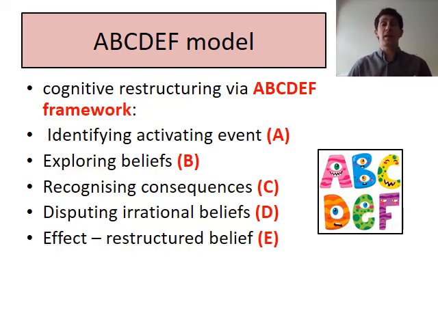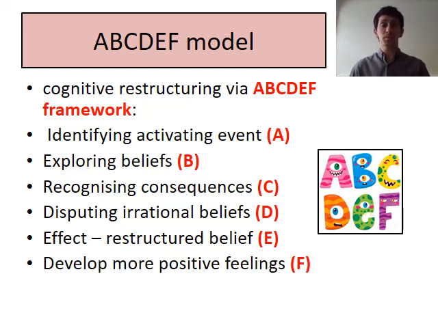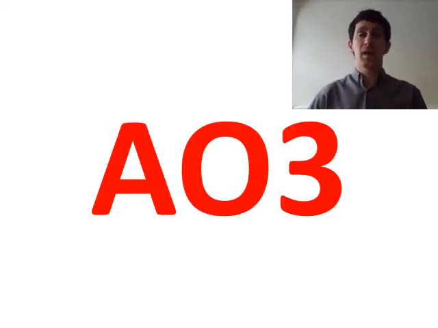And this results in an effect. Okay, they've now got a restructured belief. Their beliefs are now far more rational. They identified before that they were having irrational beliefs, and now their beliefs are far more rational. And finally, they've developed far more positive feelings, a reduction in the symptoms of schizophrenia, or a complete removal of schizophrenia as a disorder. So we can use the ABCDEF framework to help treat someone who's got schizophrenia. Now we're going to have a look at the evaluation point for CBT.